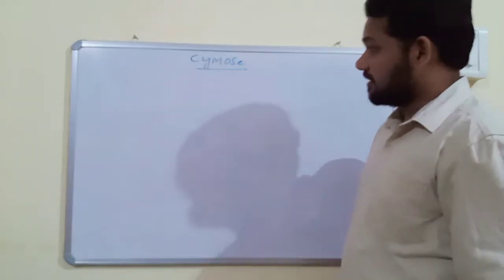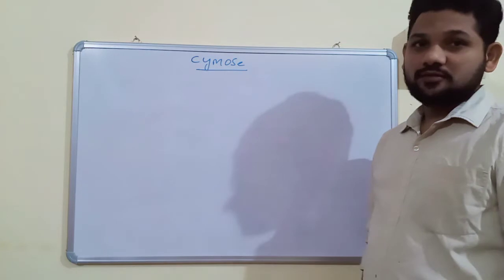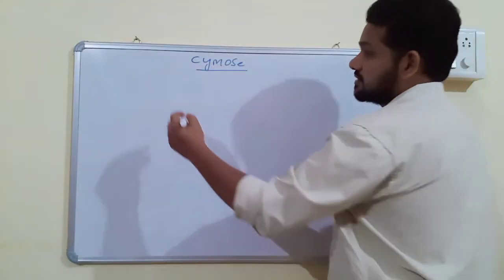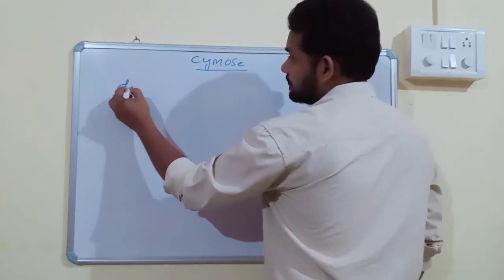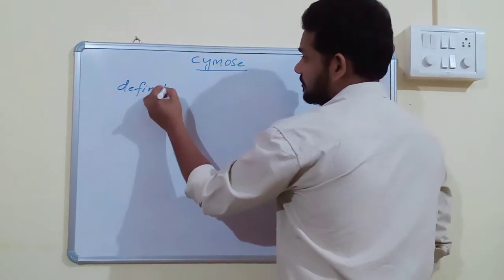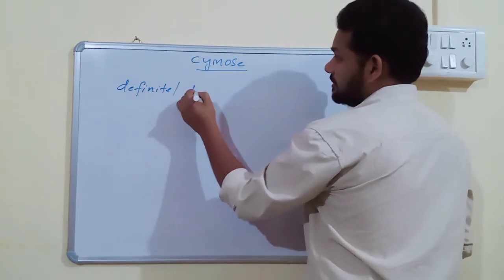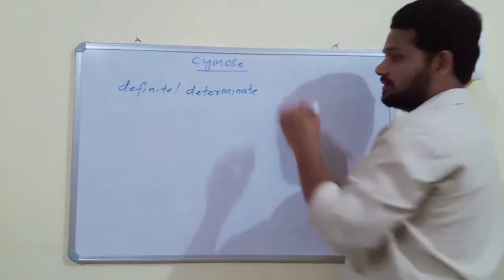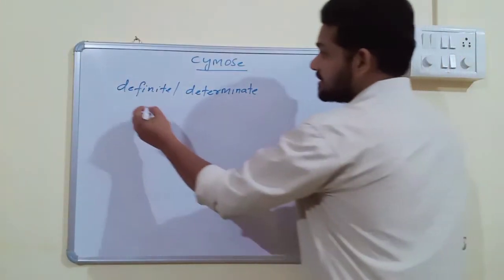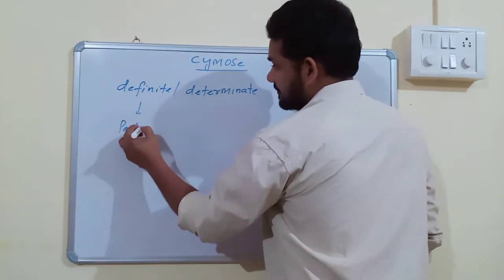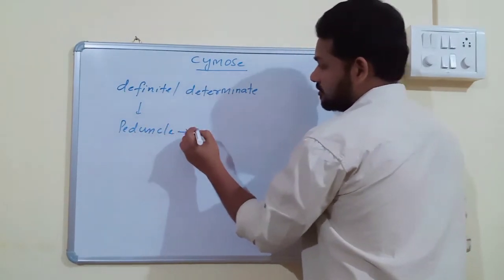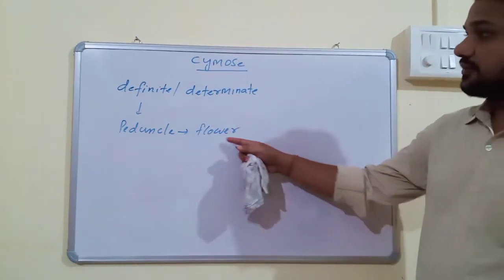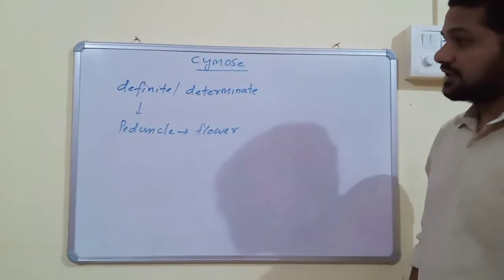Good morning students. In this video we will discuss the second type of inflorescence, called cymose inflorescence. Cymose inflorescence is also called definite or determinate inflorescence, because in this inflorescence the growth of the peduncle terminates with a flower. Hence it is called definite or determinate inflorescence.